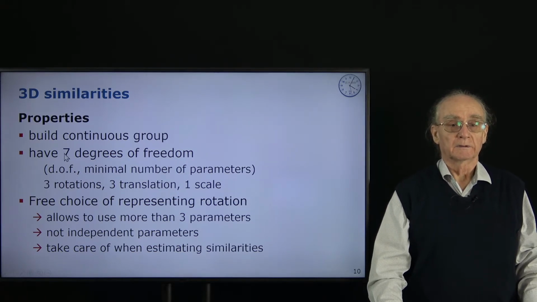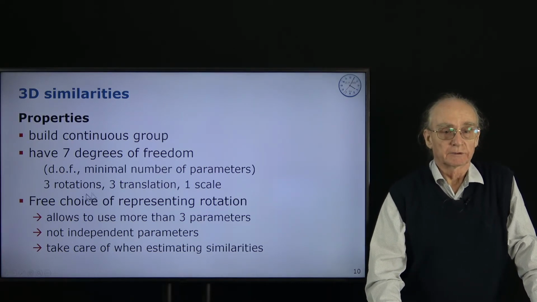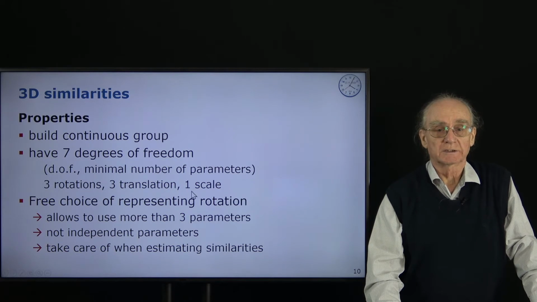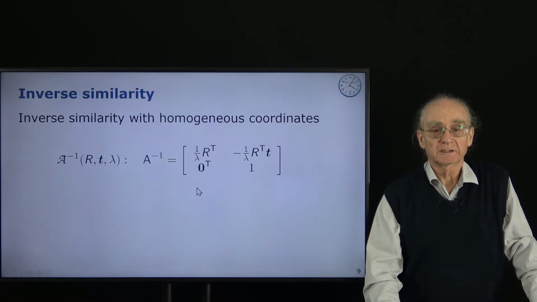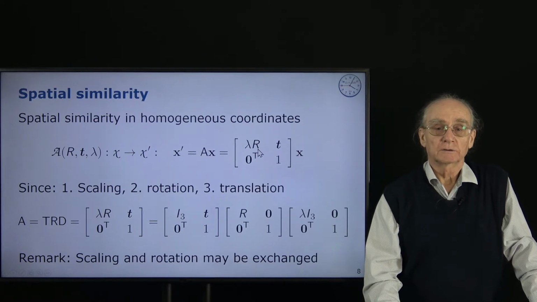The similarity has 7 degrees of freedom. That means the number of parameters which we need at least is 7: 3 rotations, 3 translations, and 1 scale. And of course, if we just take this expression here, we are free to represent the rotation.